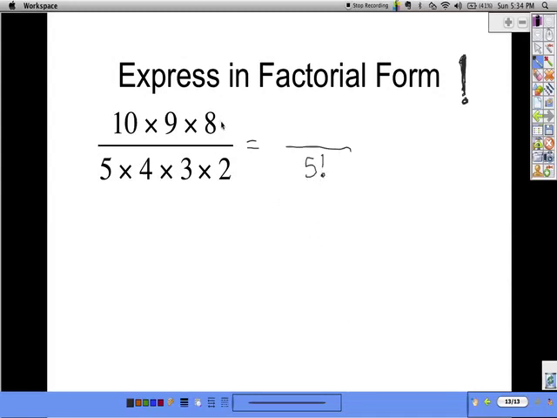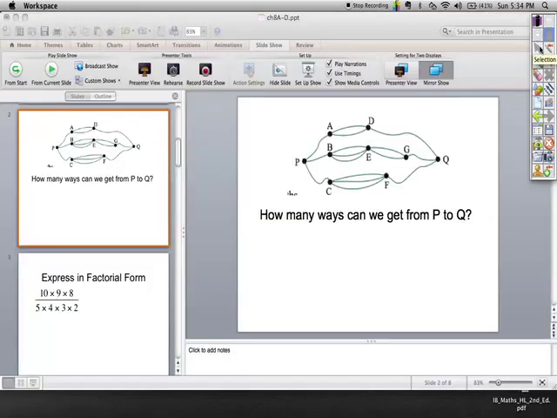But the top isn't a factorial. We left off a bunch of terms. We left off times 7, 6, yada, yada, yada. But if I'm going to multiply those up there to give me 10 factorial, I'm going to have to do the same thing down here on the bottom. So in changing the numerator to a factorial, we also have to divide by something in a similar fashion. So there is our factorial form.